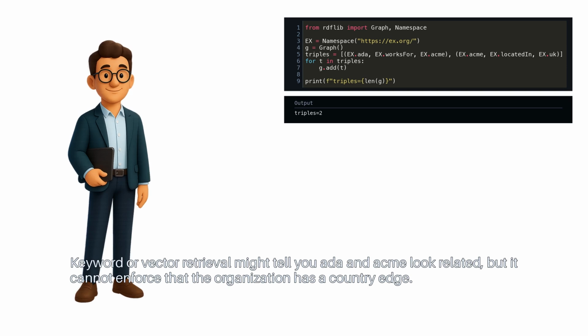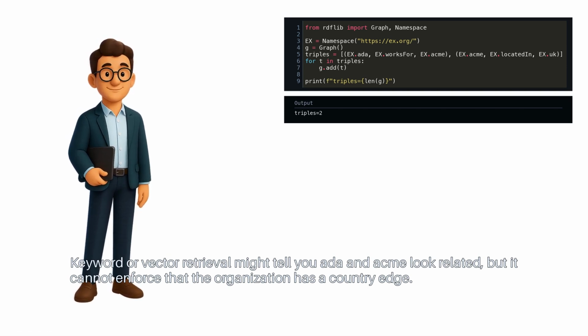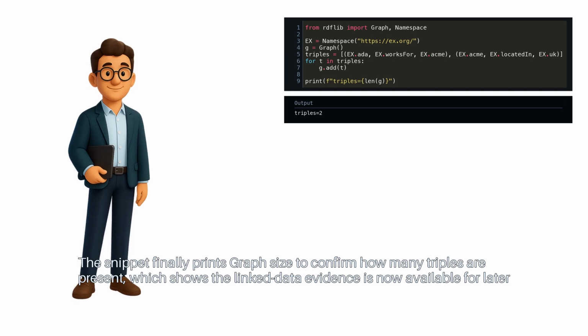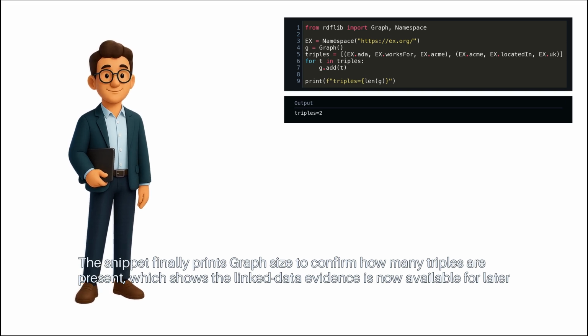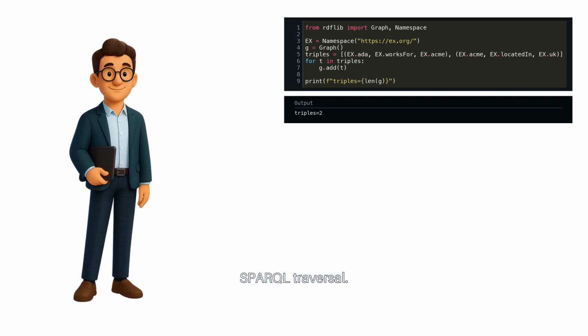Keyword or vector retrieval might tell you ADA and ACME look related, but it cannot enforce that the organization has a country edge. The snippet finally prints graph size to confirm how many triples are present, which shows the linked data evidence is now available for later SPARQL traversal.